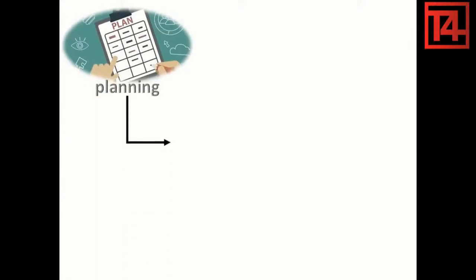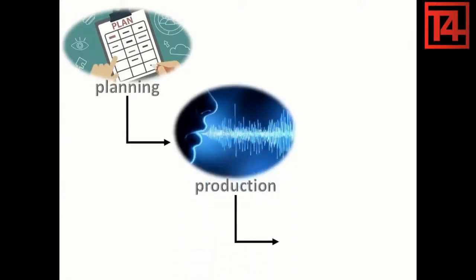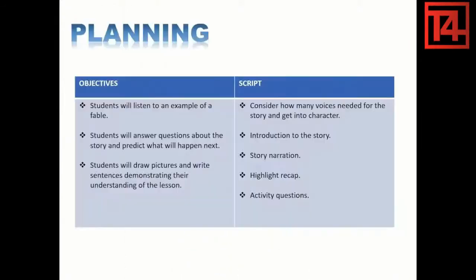To produce great audio content, three steps are important. First, the planning, then the production, and the publishing. For the planning stage, the first thing you need to do is decide what lesson you want to teach or story you want to tell. Then you clearly identify the objectives you want to achieve from that lesson. You write out a script to help guide the production of the audio content.